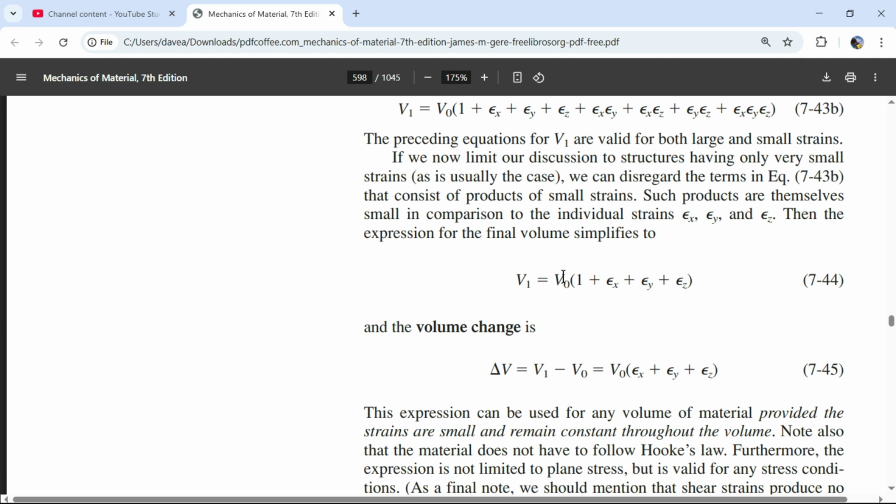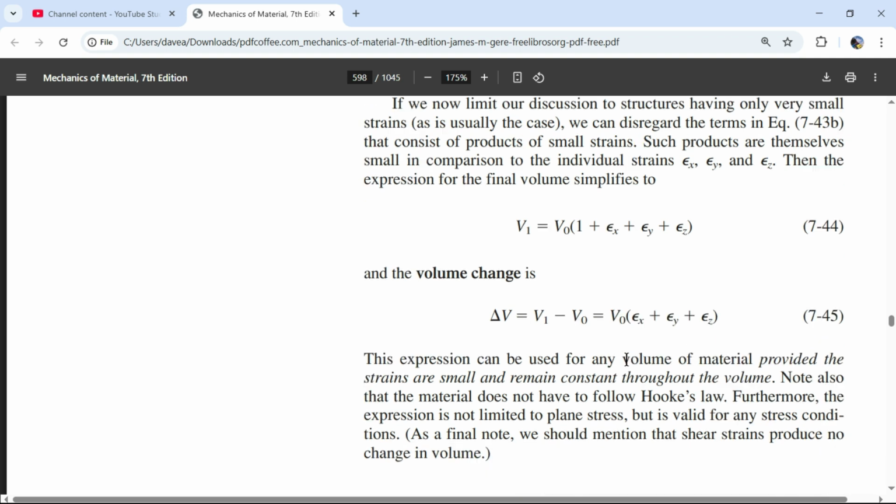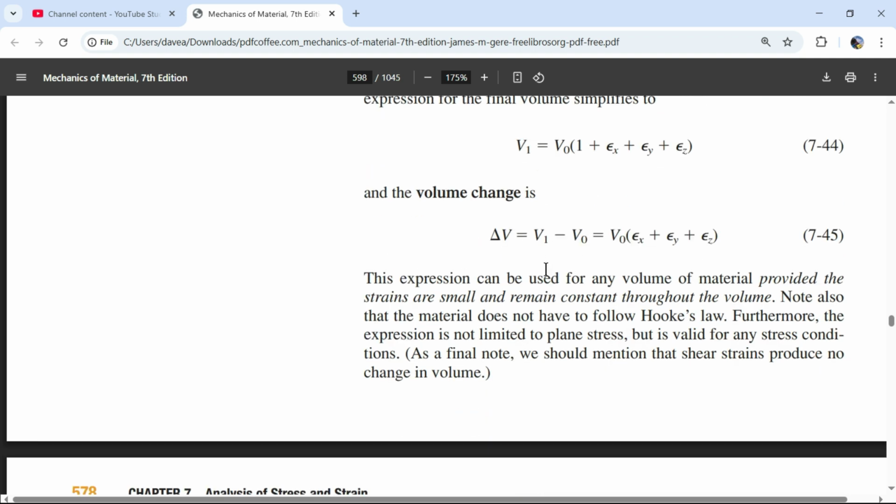Okay, so that is going to be the new volume, the initial volume times this. So now the change in volume is going to be this minus the initial volume. And if we FOIL this in, we'll have a V naught, and then we subtract a V naught. And so we're just going to have these three terms times that initial volume. So the change in volume is this expression. It's the addition of the strains.